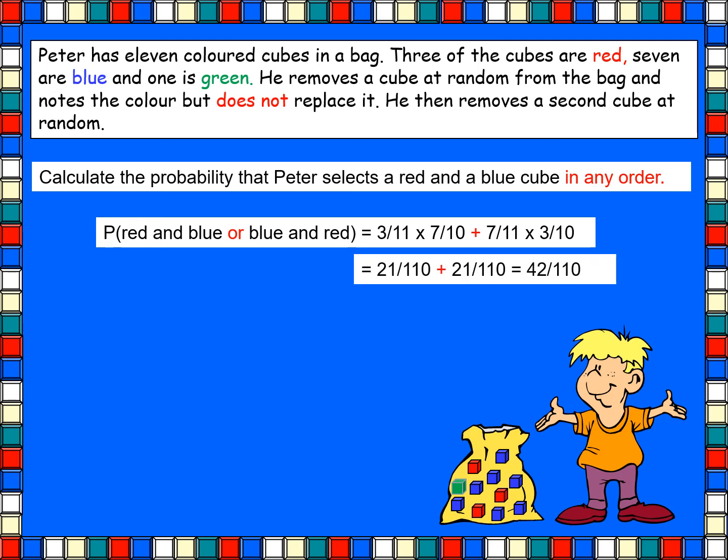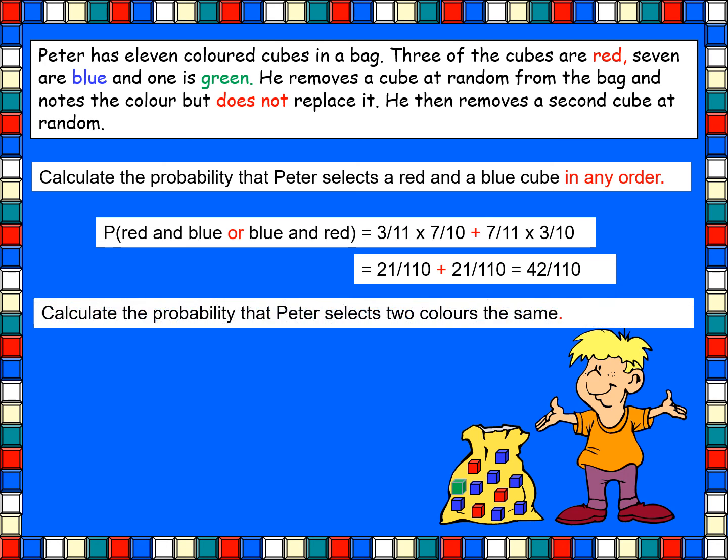The first multiplication gives us 21 over 110. And the second one also gives us 21 over 110. And when we add these fractions, we just add the numerator. So 21 plus 21 is 42 over 110.